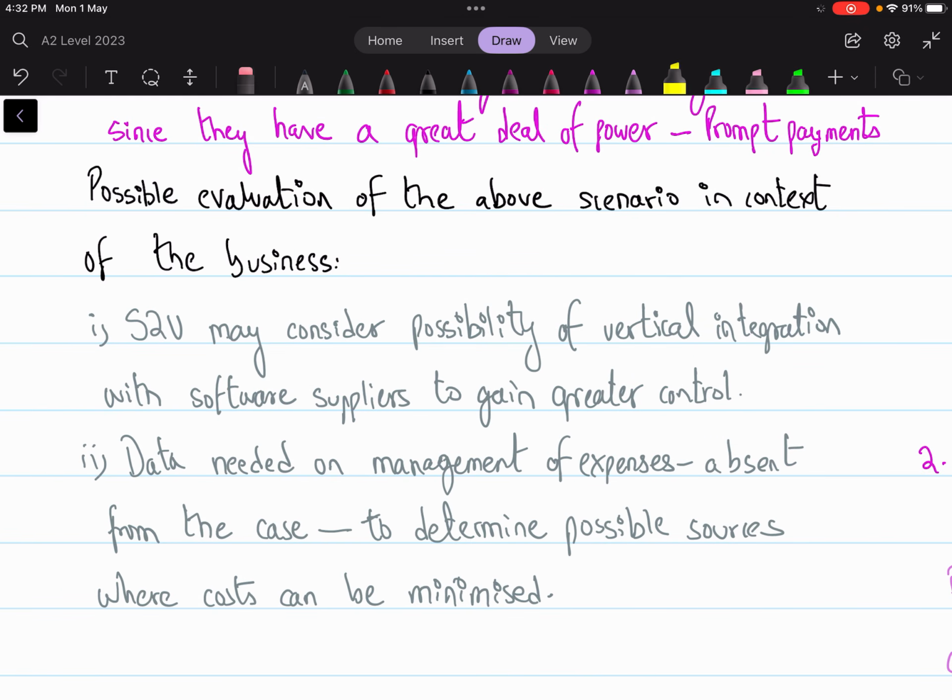So there is a particular absence of data, as you can see in point number 2, that you need data on the management of expenses or the possible sources, so that you can determine the possibility of minimizing your expenses and then preserving your profitability, not just for your shareholders but for the future survival of the business as well.